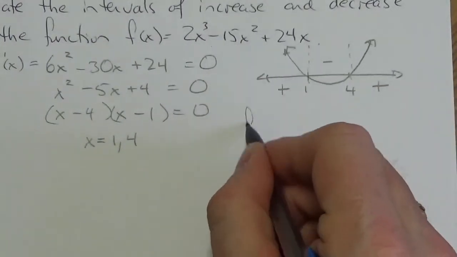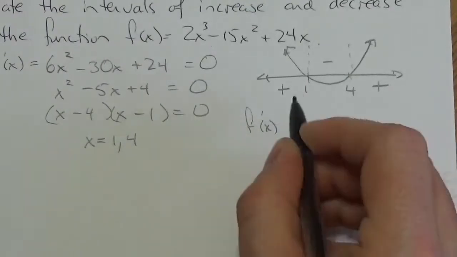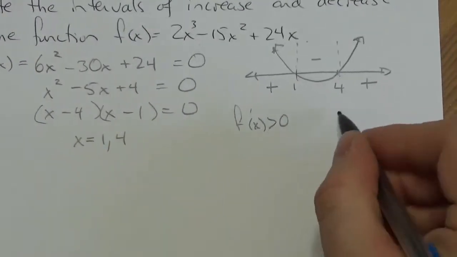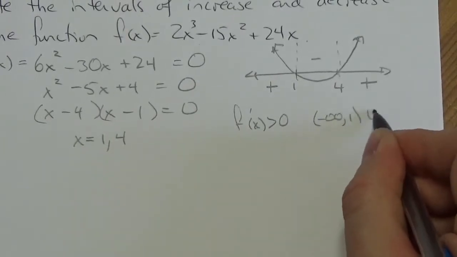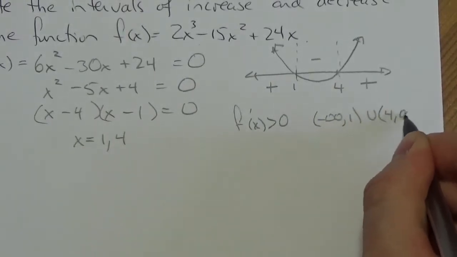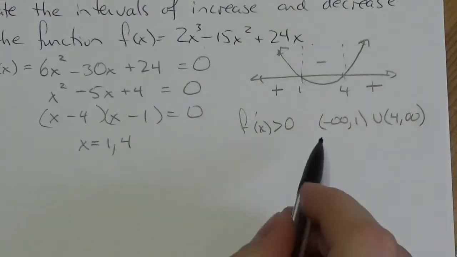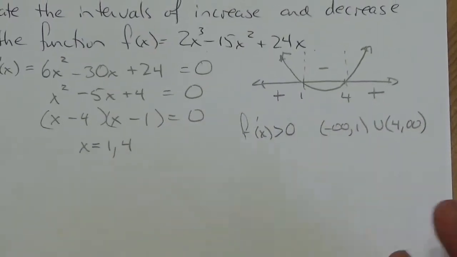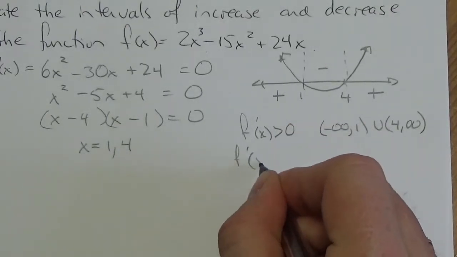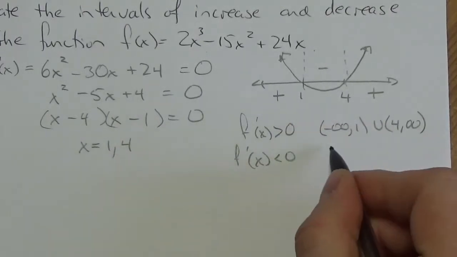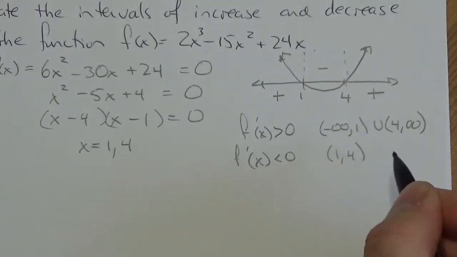So, if I was to ask, where is the derivative positive? That would be on the interval negative infinity to 1, union 4 to infinity. I don't include the 1 and the 4 because the derivative is 0 there, not greater than 0. The derivative is negative on the interval 1 to 4.